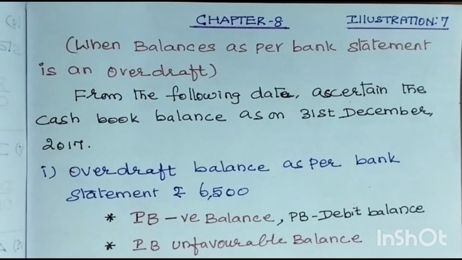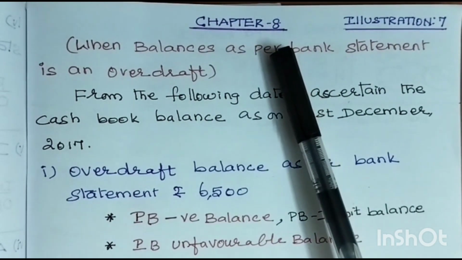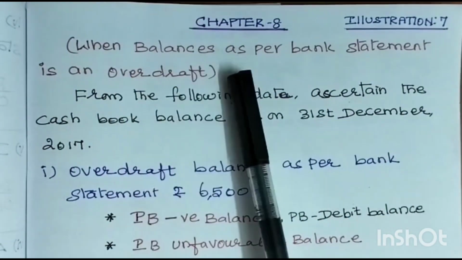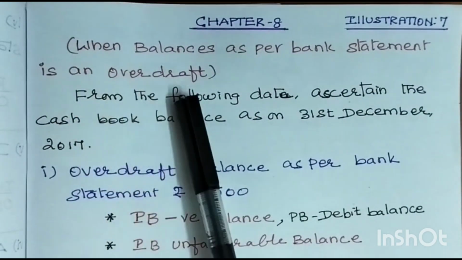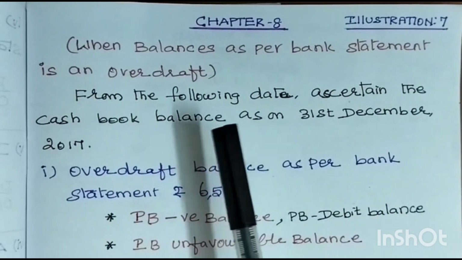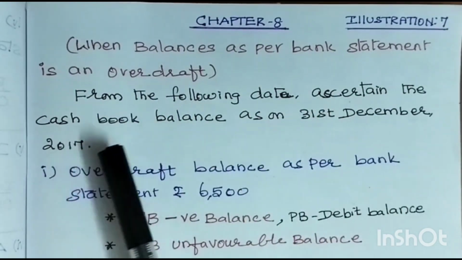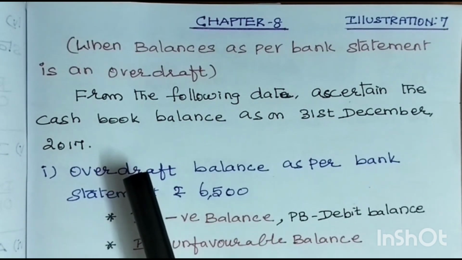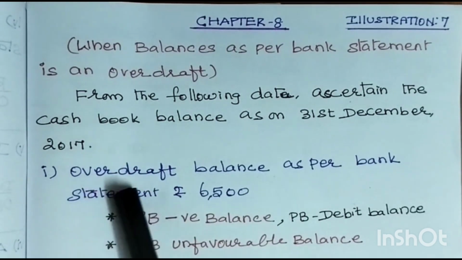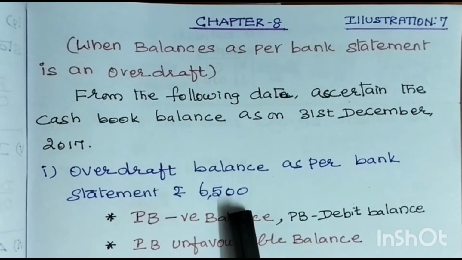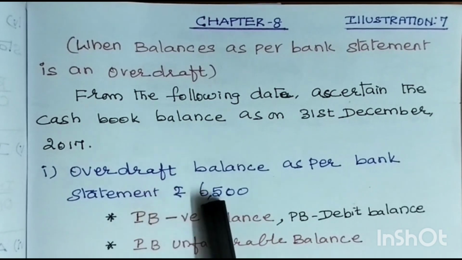In this video, we are going to learn about 11th Standard Accountancy, Chapter 8, Bank Reconciliation Statement, Illustration Sum number 7. When balance as per the bank statement is on overdraft. From the following data, ascertain the cash book balance as on 31st December 2017. Overdraft as per the passbook is given here. Listen, overdraft balance as per the bank statement is rupees 6,500, which means overdraft as per the passbook is given here.